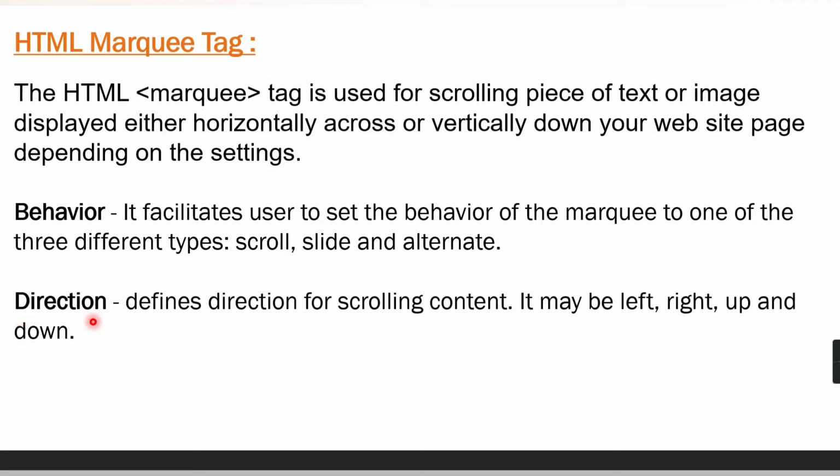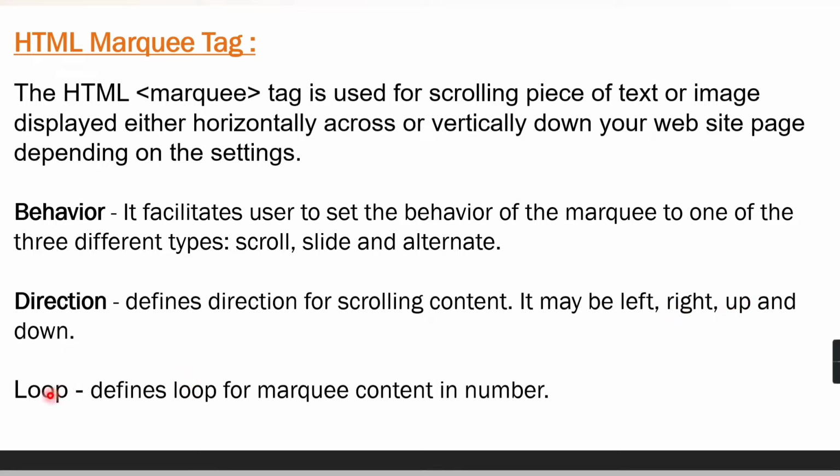Another attribute is direction. Direction is used to scroll your text in any one direction, maybe from left to right, right to left, or the upward direction, or the downward direction. Another attribute of the marquee tag is loop. What does the loop attribute do? It defines the loop, like how many times your text or image will be moved. You can provide any value to the loop attribute.